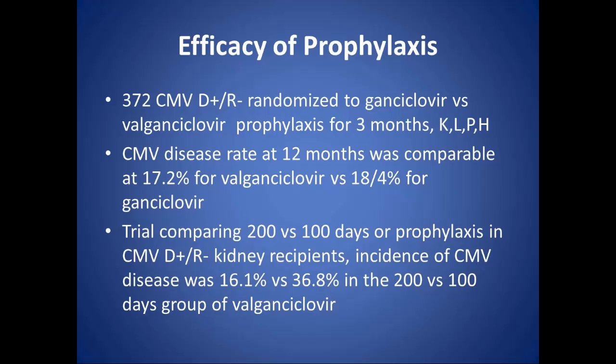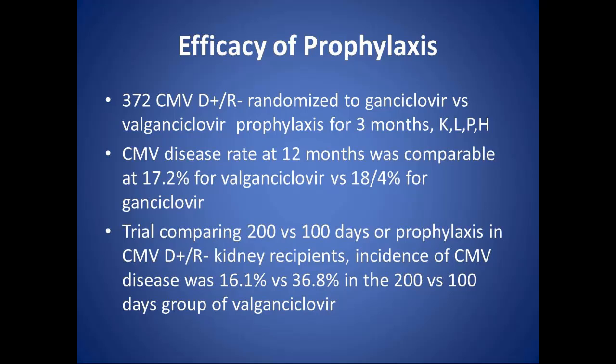So here's a couple studies that looked at which drug to use and also length of time. How long should you give someone prophylaxis? The first study was in kidney, liver, pancreas, and heart patients. These were 372 CMV mismatched patients, and they randomized them to either oral Ganciclovir or oral Ganciclovir for prophylaxis, not for treatment. They found that the rate of CMV disease at 12 months was comparable in both groups. So whether you use Ganciclovir or Ganciclovir, it was about the same.